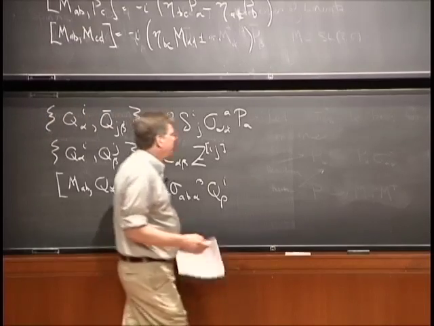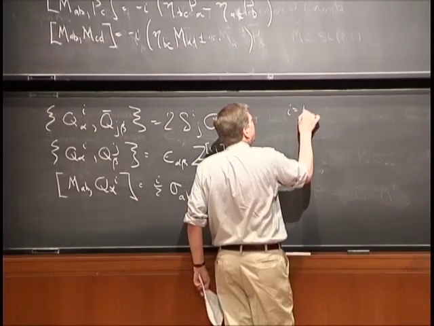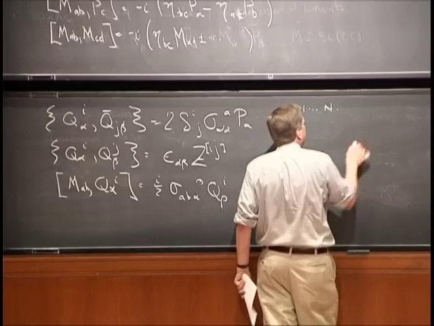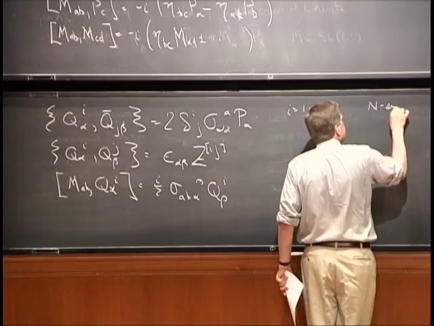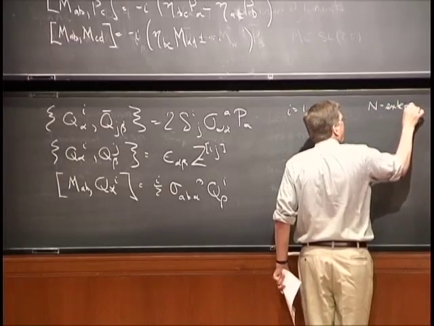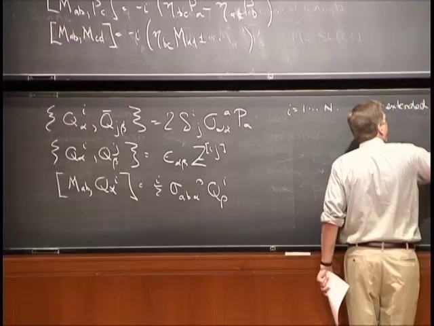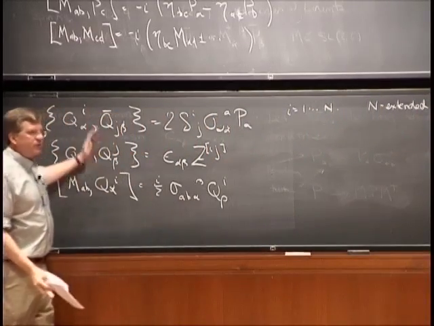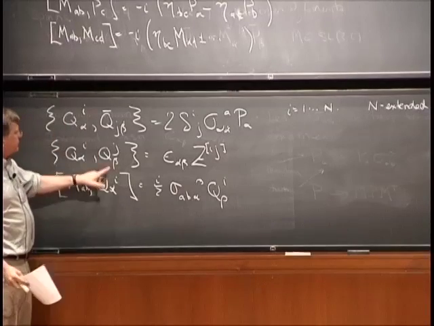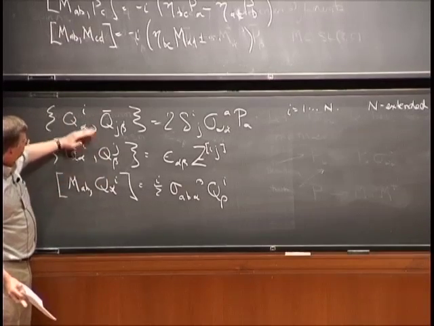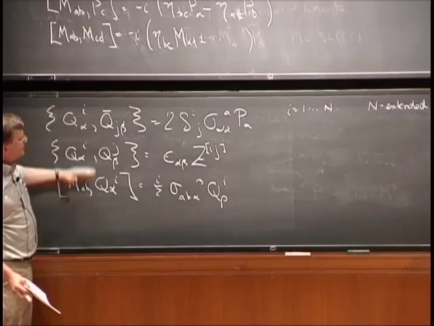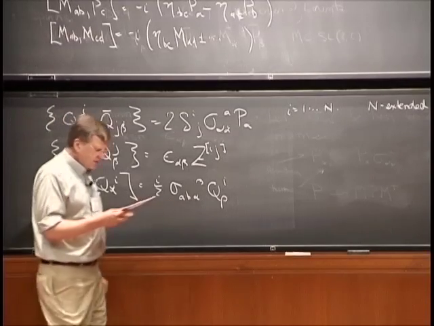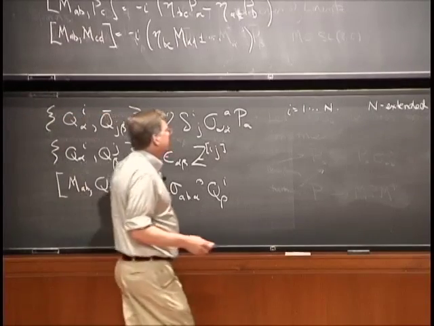Several things to note. I equals 1 up to N. This is called N-extended supersymmetry. N equals 0 is no supersymmetry at all. N equals 1 is ordinary supersymmetry. N equals 2 is the simplest extended supersymmetry. Those are the only cases I'm going to talk about in this lecture.